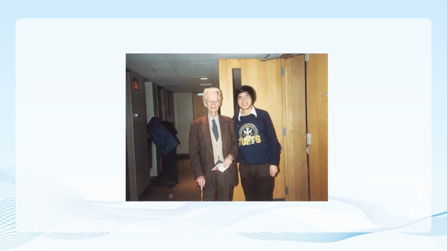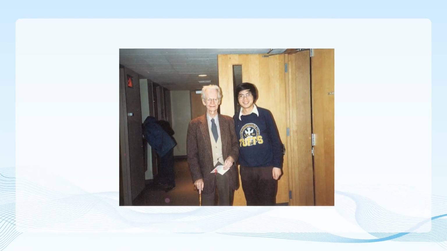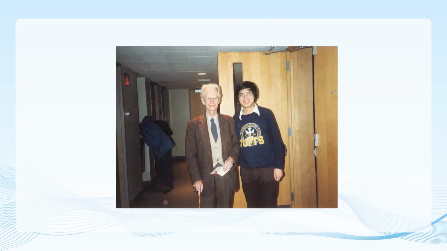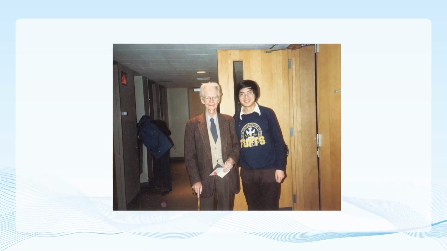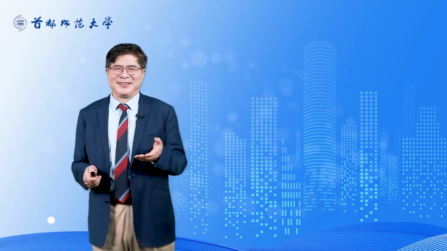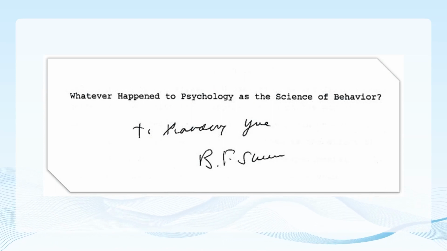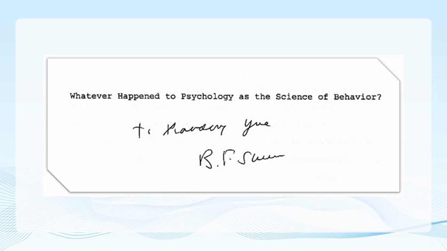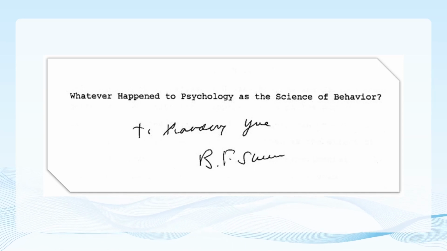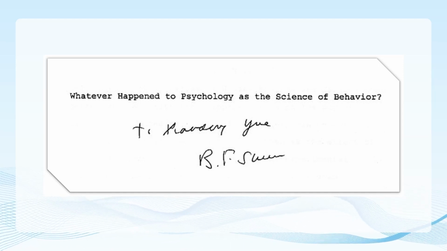And this photo was taken in 1986 when I was studying psychology at Tufts University. I paid this visit to B.F. Skinner. Later on, I also made a visit to his office. And before I left the office, I asked for something from him as a souvenir, and he gave me a paper that he was writing. It's called What Happened to Psychology as the Science of Behavior. So I asked him to sign his name. He did. And before I left, I asked him to do something more, to put my name there. So this is Tu Xiaodong, B.F. Skinner. Well, I don't have to show off this.